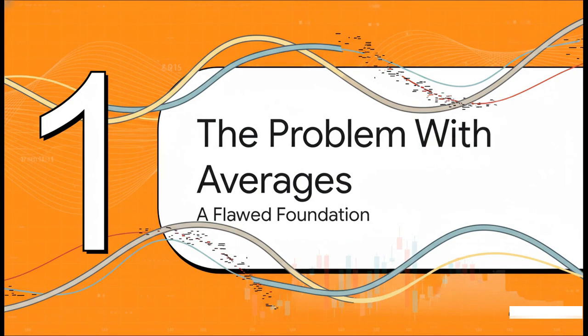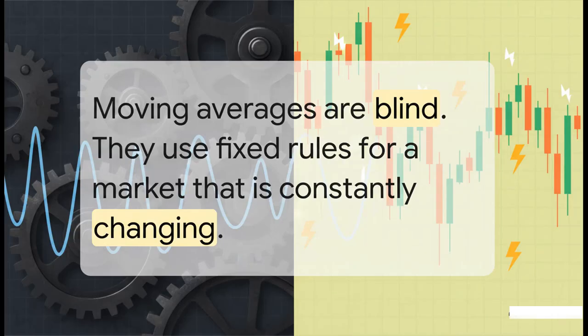And that brings us to the usual suspect. The first indicator pretty much everyone learns, the moving average. But what if I told you that this simple, trusted tool could actually be the source of some of your biggest trading mistakes? Just think about it for a second. A 20-day moving average uses the exact same math, the same logic, whether the market is dead quiet or bouncing off the walls with volatility. It has a fixed memory. It's basically blind to what's happening right now.